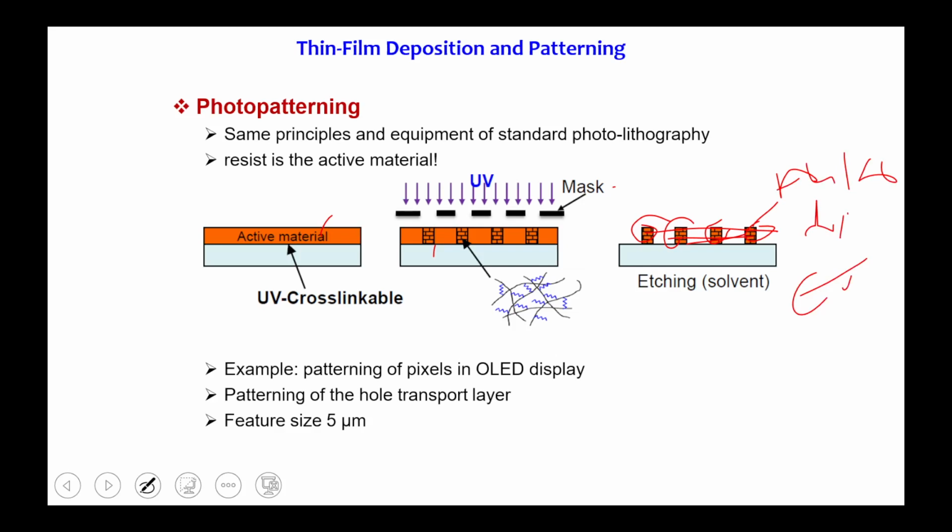Examples are patterning of the pixels in an OLED display and patterning of the hole transport layer. The size is 5 micrometers, and the distance between two electrodes is around 5 micrometers. So the channel length between the two electrodes should be 5 micrometers, and you can transfer it through photolithography.